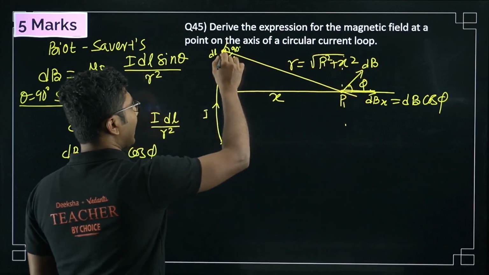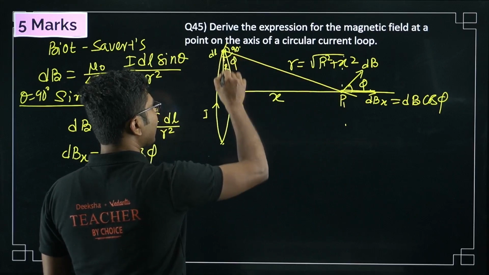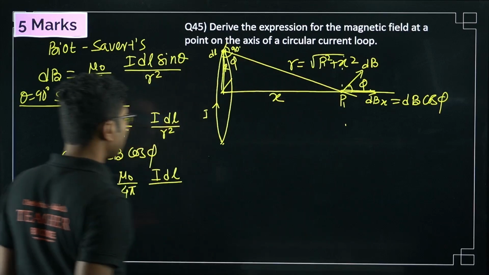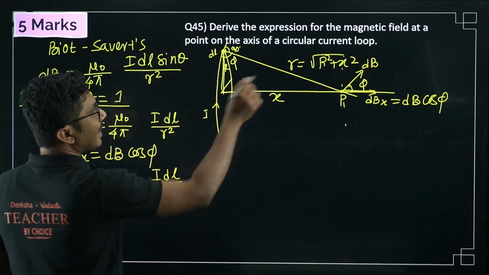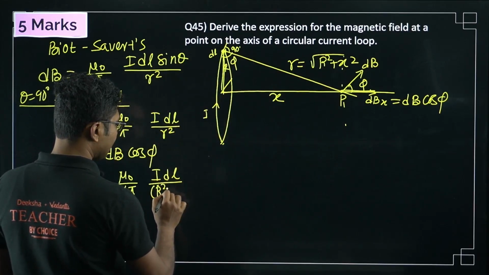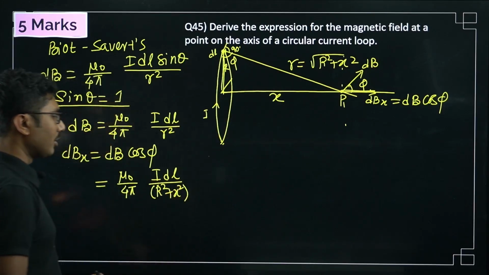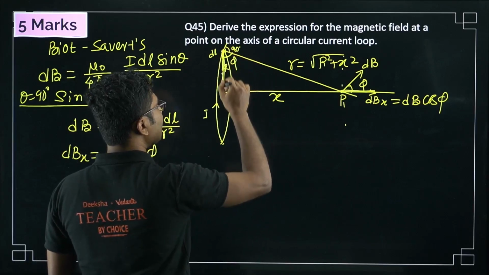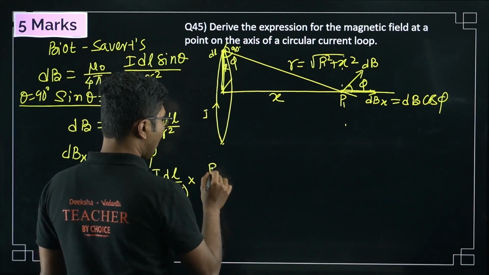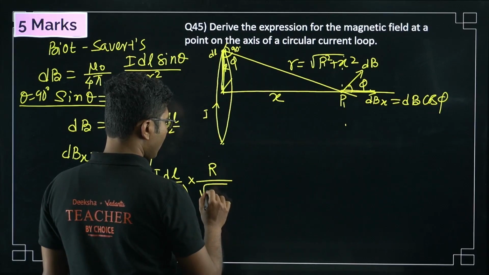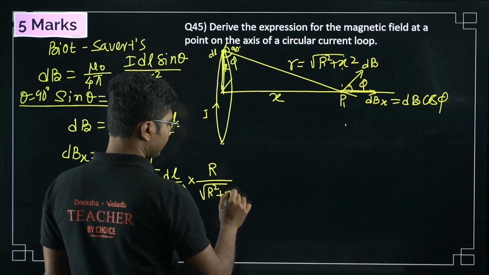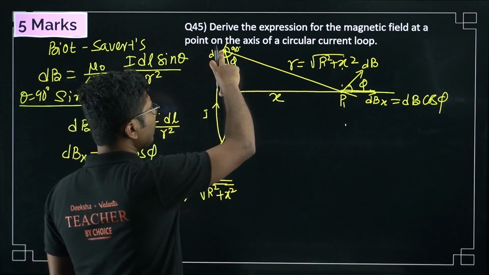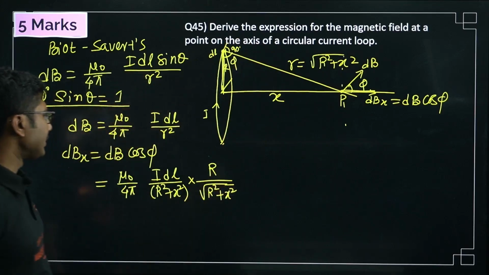This is a right angle triangle, right? This is a right angle triangle and this is the hypotenuse. So this is from Pythagoras theorem. So r square will be only r square plus x square, no square root, because that is gone. Now what is cos phi? If this angle is phi, this is the base side, so cos phi will be r by square root of r square plus x square. Okay, cos is base by hypotenuse. So this is base, this is hypotenuse, so this is the value.